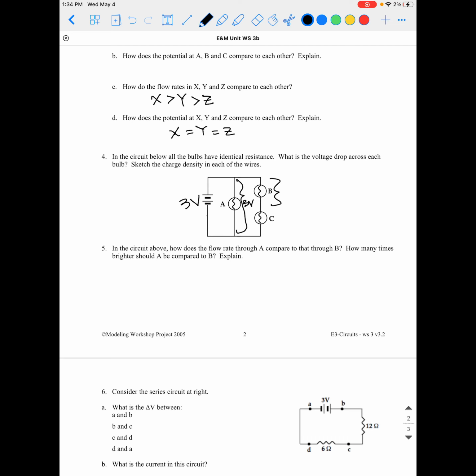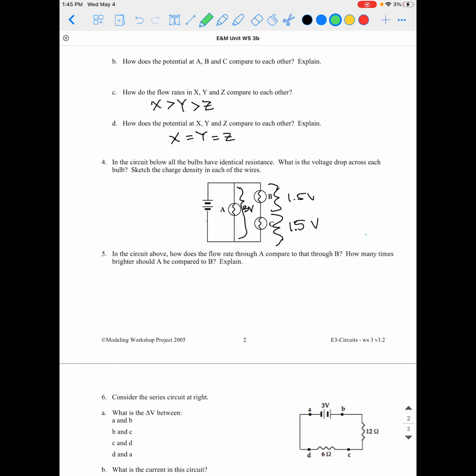B and C, assuming that they are the same, is going to divide the same resistance, is going to divide the 3-volt drop between them, so it's going to be 1.5 volts between those two.